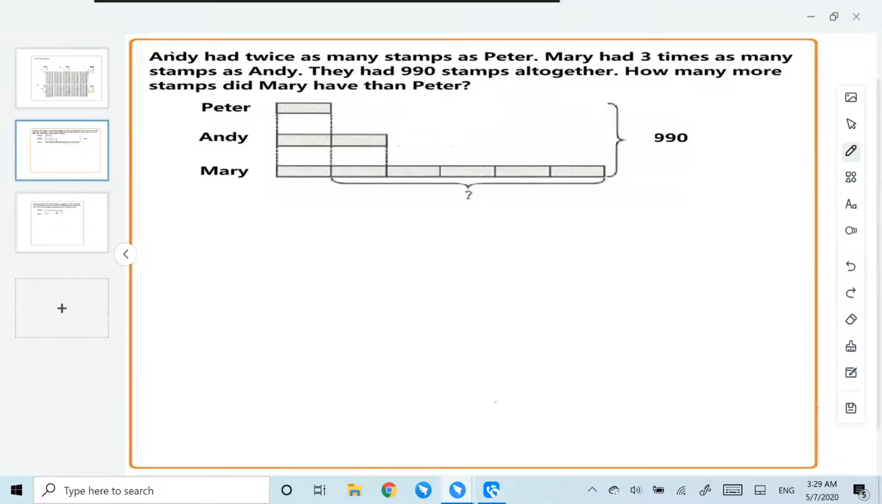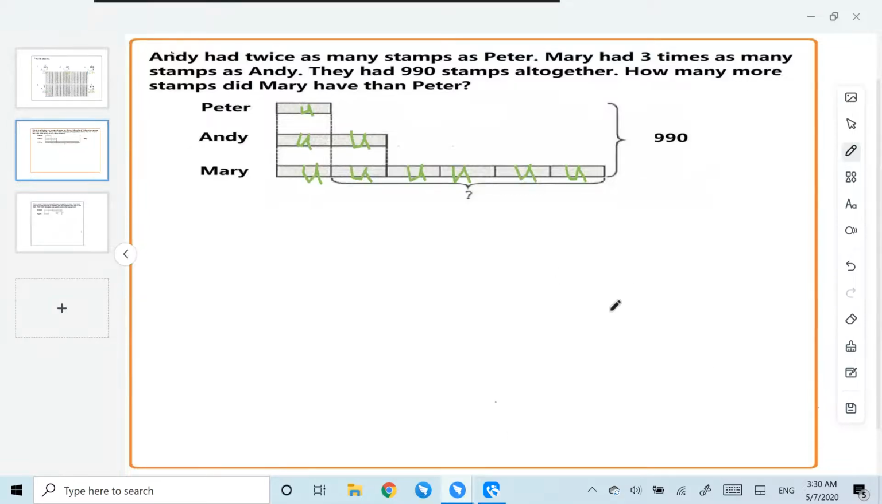Now, I know that the stamps of all 3 added together is 990. And how many units are there? I would say 1 unit, 2 units, 3 units, 4 units, 5 units, 6 units, 7 units, 8 units, 9 units. Or if you want, you can say 9 groups, right?